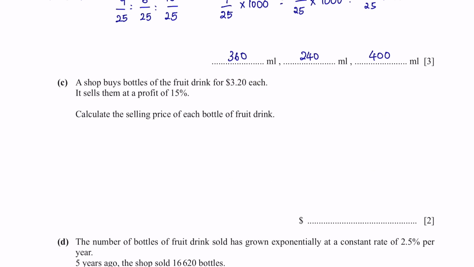Next, question C. A shop buys bottles of fruit drink for $3.20 each. It sells them at a profit of 15%. Calculate the selling price of each bottle of fruit drink.